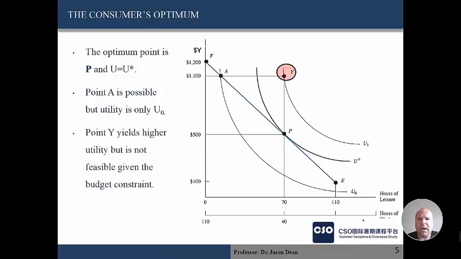What about point Y? You have an income that is $1,100, but if you look down at the horizontal axis, you see that the hours of work is 40, and the hours of leisure is 70. Given this person's potential linear income constraint, they're not able to get to this point. Their wages aren't high enough. So this point is not feasible.